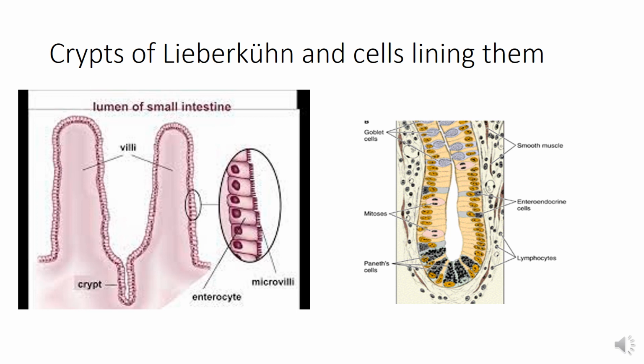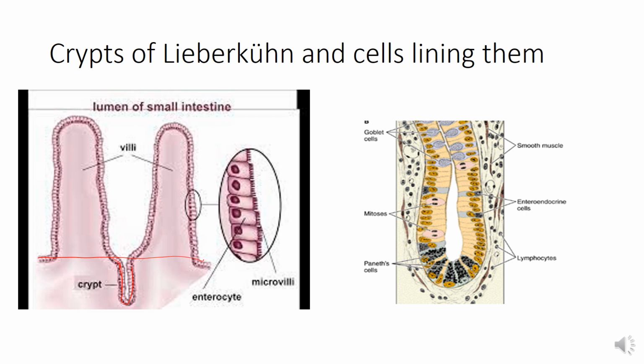Now, a further increase in mucosal surface area is achieved due to the occurrence of about 0.4 mm deep invaginations of the mucosa between the bases of the villi. You can see here between the bases of the villi, this is the invagination of the mucosa. These invaginations are called crypts of Lieberkühn, or intestinal crypts or intestinal glands.